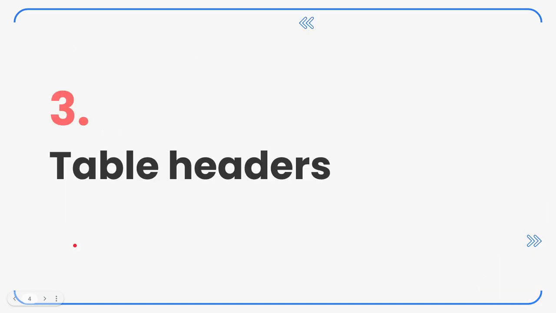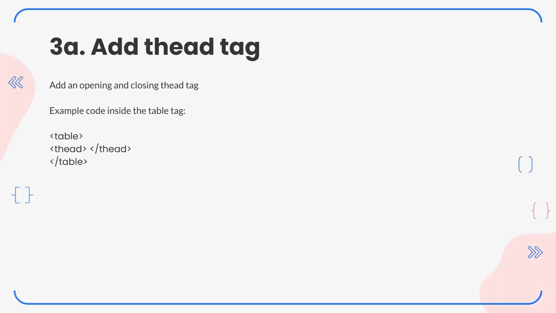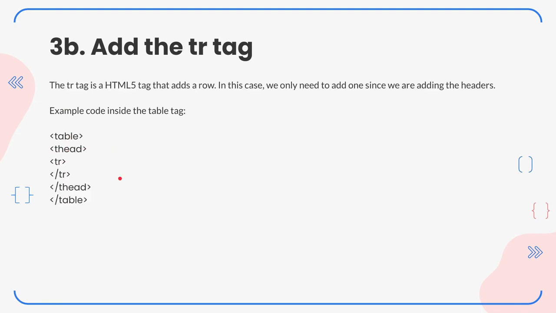Now we're going to focus on adding the table headers. We need to add a thead tag. That goes inside the table tag with an opening and closing tag. Now we're going to have to add a tr tag. It's a tag that adds a row. In this case, we only need to add one since we're adding the headers. So this is the code inside the table tag: the table here, the thead tag, and this is inside of the thead tag.